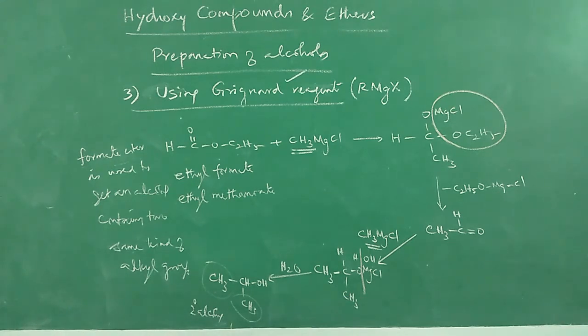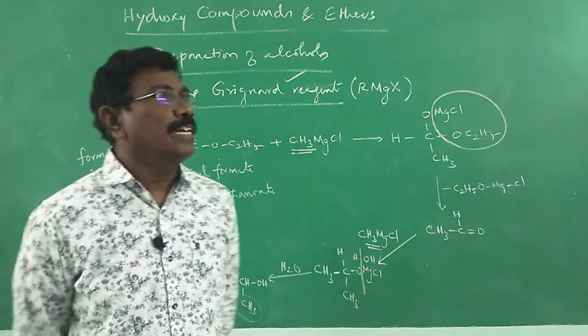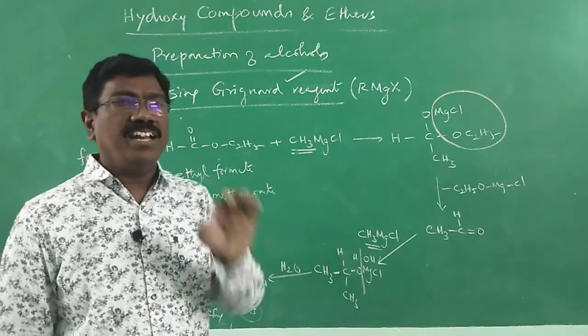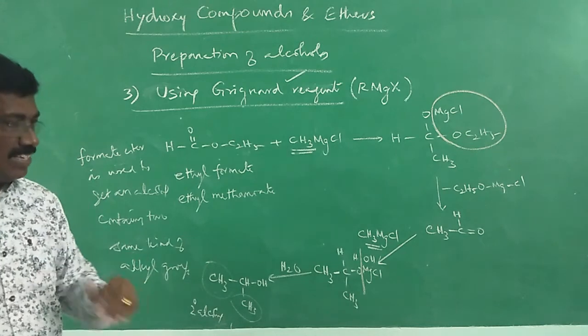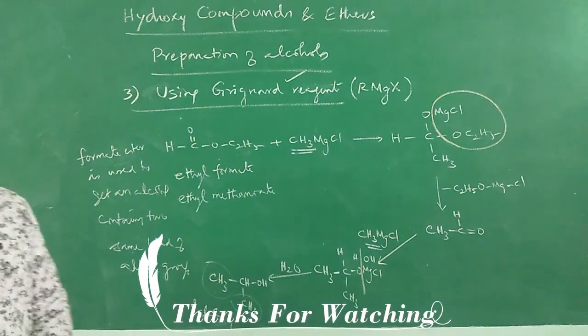Okay. So that is about preparation of alcohols. First one we have seen, hydrolysis of alkyl halides. Second one, hydration of alkenes. Third, with Grignard reagent. In the next class, we shall see the remaining methods of preparation of alcohols. Thank you.